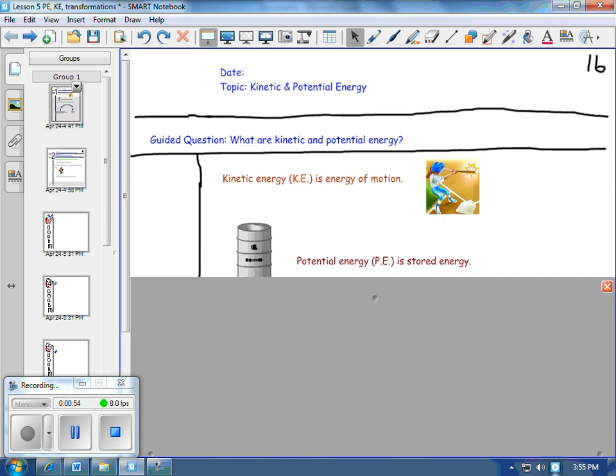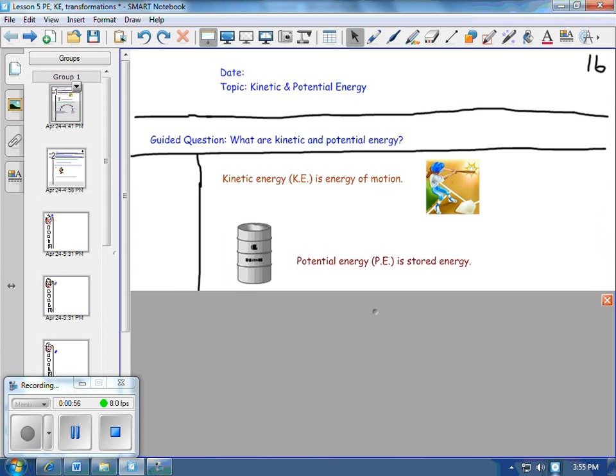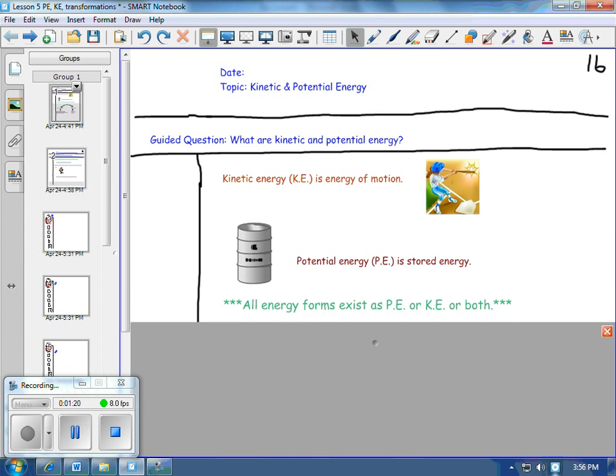Potential energy is what we call stored energy. This large 55-gallon drum, or however big it is, holds petroleum or oil, which is a fossil fuel, which we would consider as stored energy. It has potential to become kinetic energy, but it's stored at this point. All energy forms exist as potential energy or kinetic energy or a combination of both.